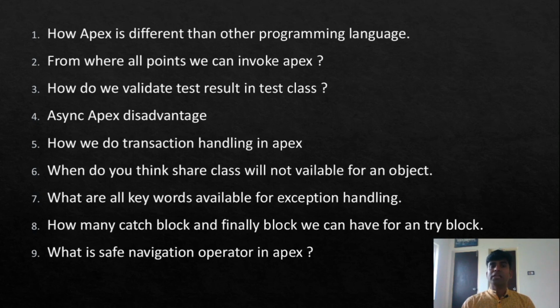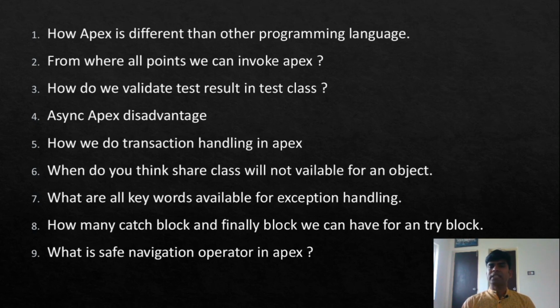Asynchronous Apex is kind of fire and forget. That means once we fire, we cannot roll it back. For example, in Apex, we do transaction management using savepoints and rollback. Let's say in between, we have called asynchronous Apex, for example a future method call or a queueable method call. In that case, we are not able to roll that back.